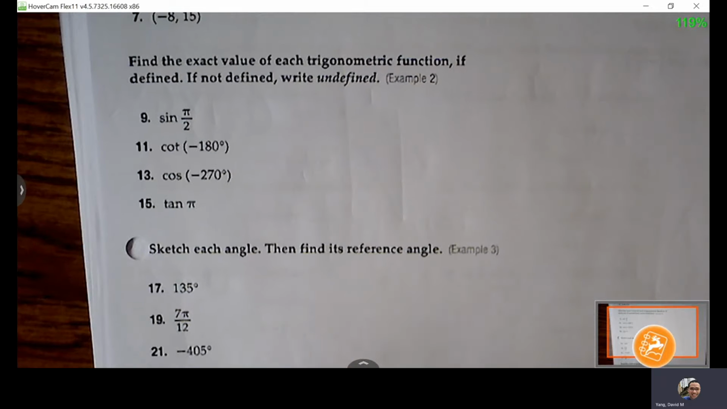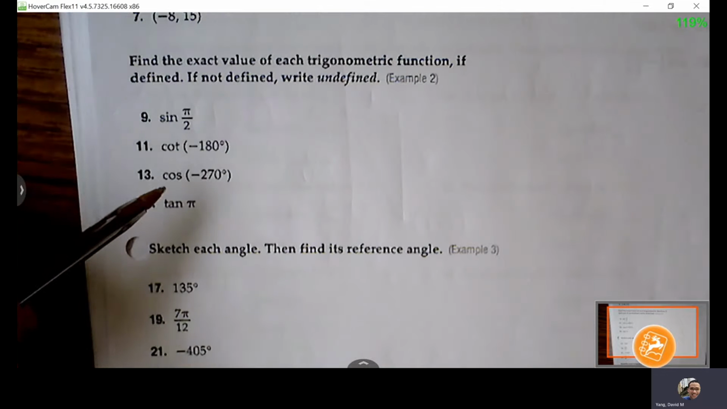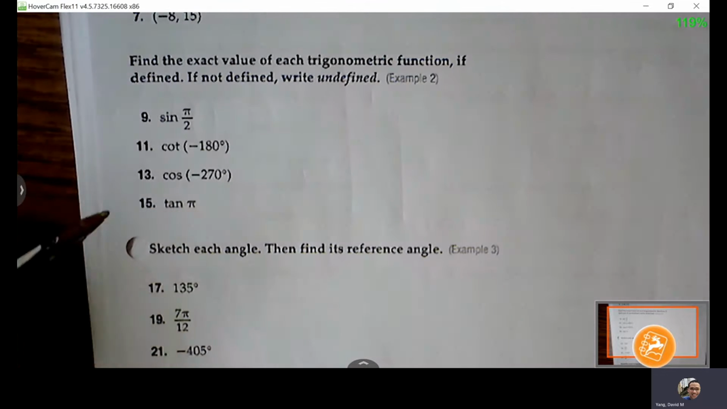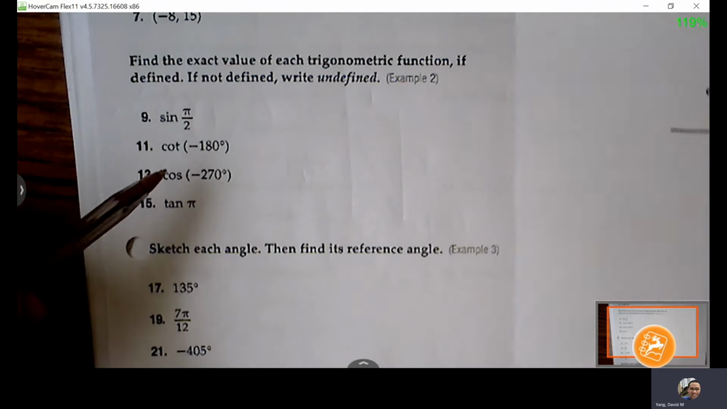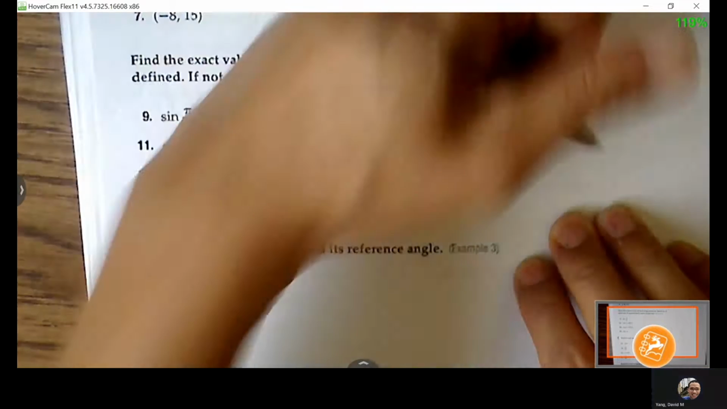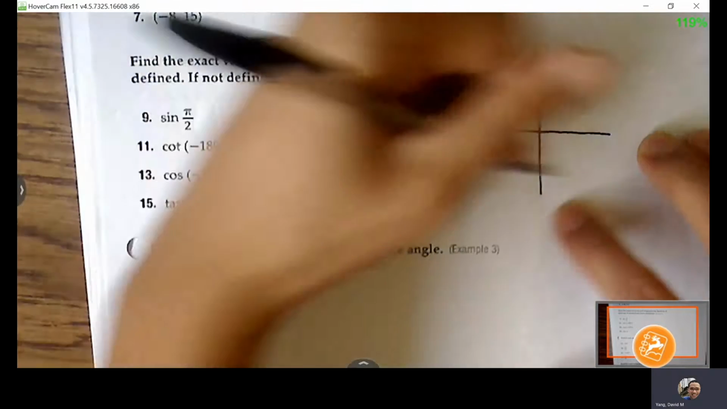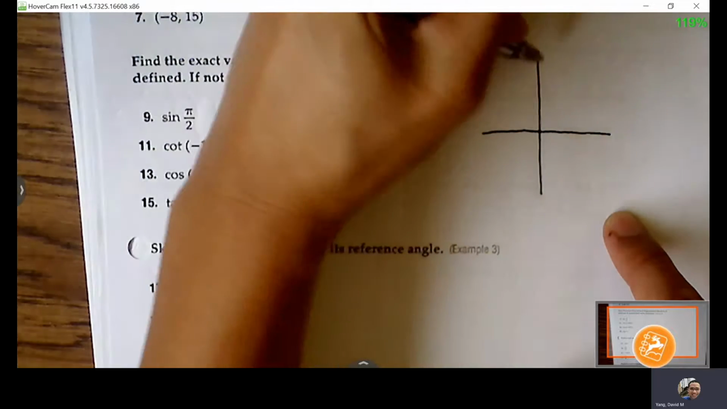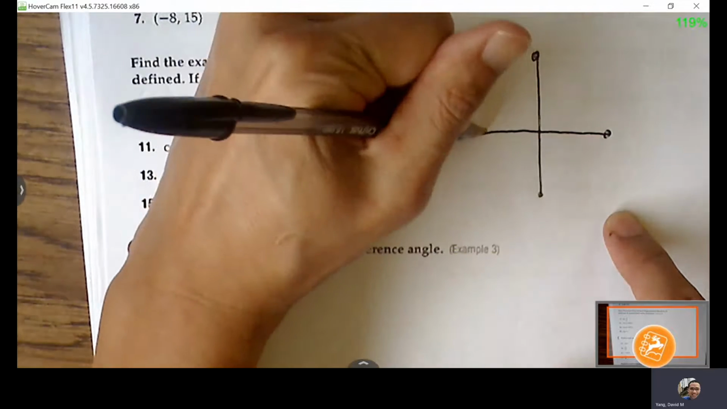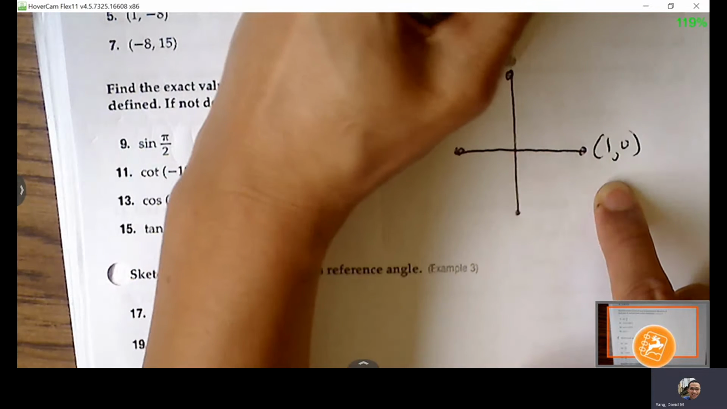So it says find the exact value of each trig function if defined. If not defined, then write undefined. Now these are all going to land on one of the axes, but we're just going to approach this the same way that we would, drawing out just ordered pairs at those quadrants. So we know, if we imagine this to be our unit circle, each of these ordered pairs is going to be 1 unit away from the origin, right? So we know that this ordered pair is 1, 0. This ordered pair is 0, 1.